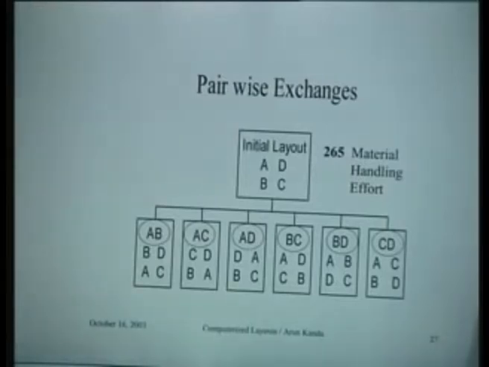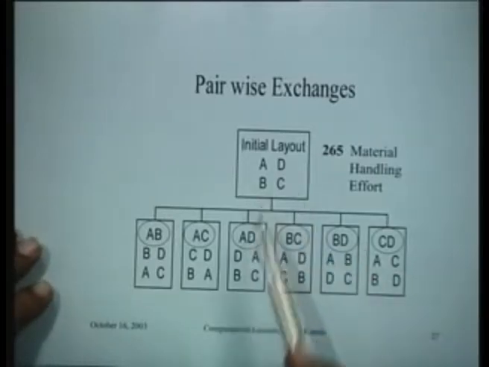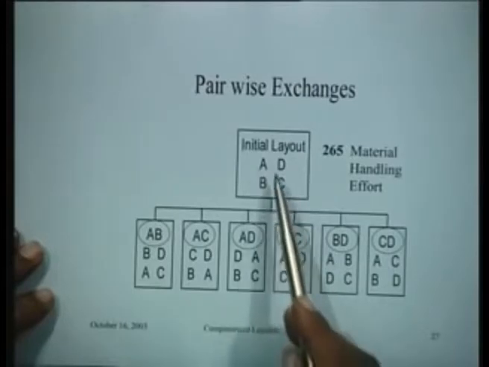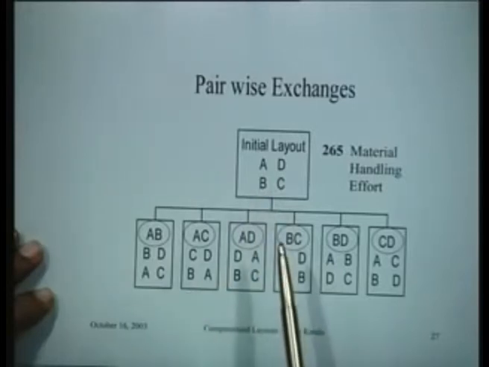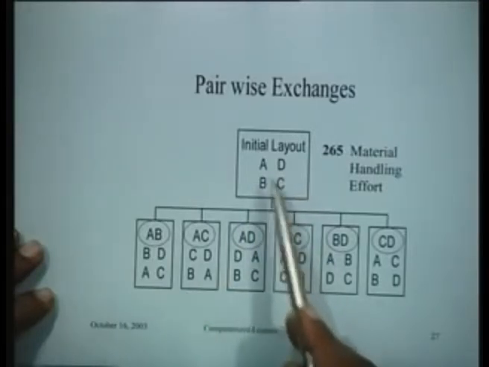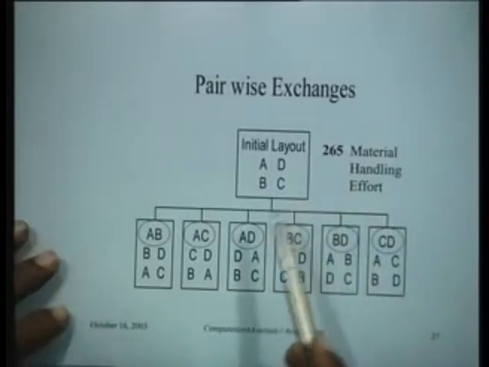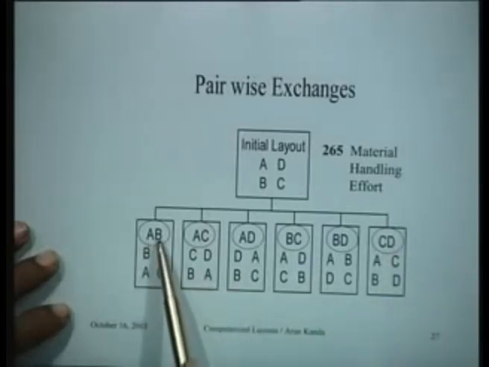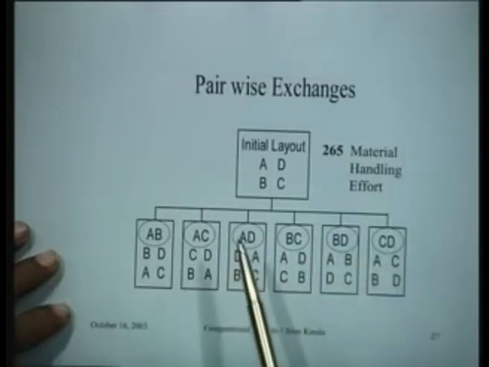Now our basic intention is to use this information for improving upon the layout. The improvement in the layout is possible in the case of CRAFT by interchanging departments. So we have 4 departments, A, B, C and D. If we talk about pairwise exchanges between these departments, the number of possibilities is going to be 4C2, so you will have 6 possibilities. What are these possibilities? You can interchange A and B, A and C, A and D, B and C, B and D, and C and D.